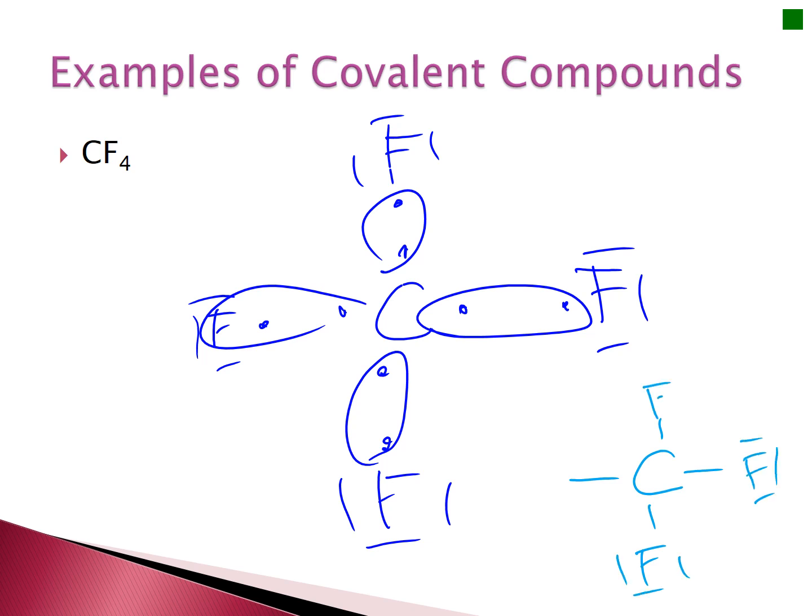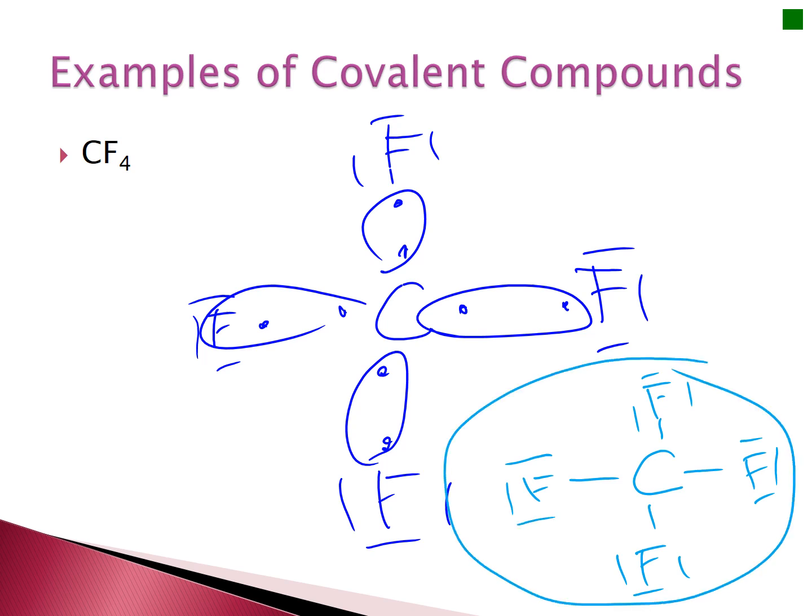Notice that we don't have any charges. Notice that we don't have any of the arrows in our final structure for covalent compounds. And the reason why is because these electrons are being shared, which is the quintessential part of covalent compounds.